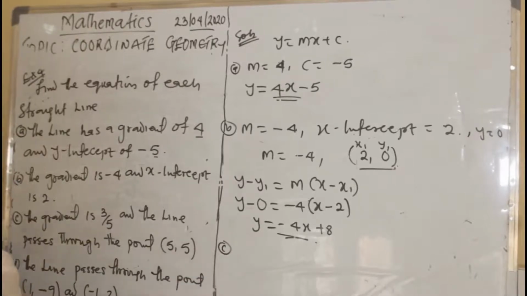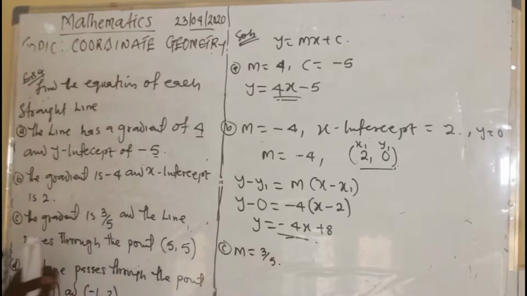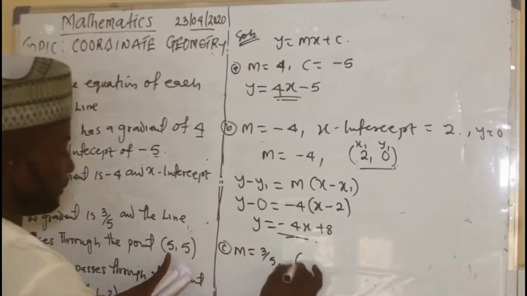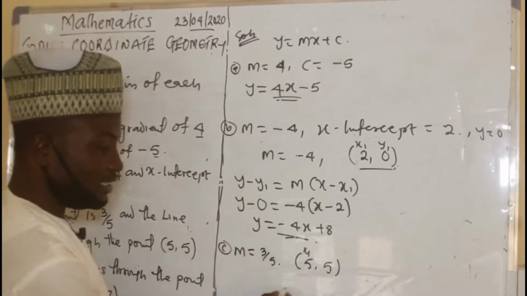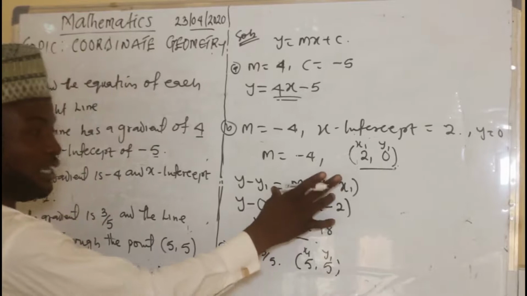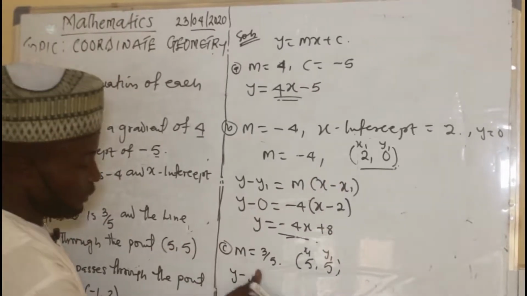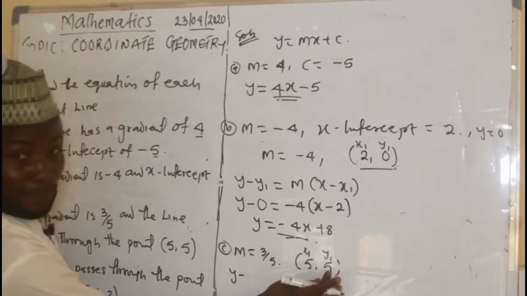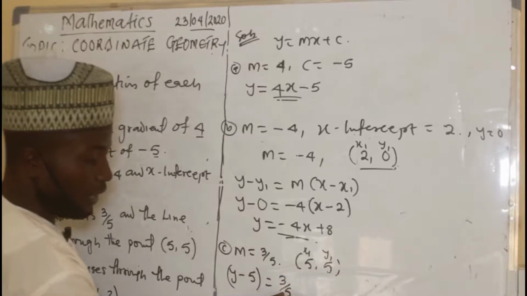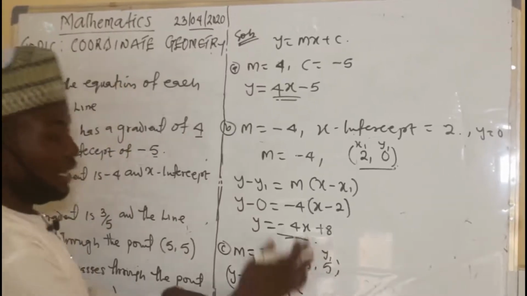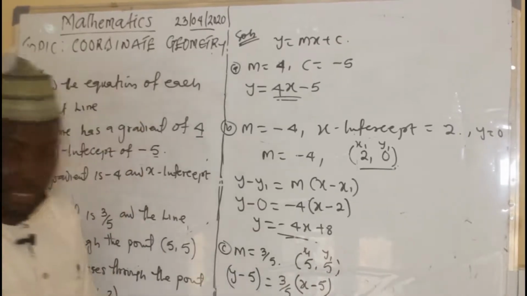So C, the question said the gradient m is equal to 3/5 and the line passes through the point, they gave us one point, which is (5, 5). This point means x1 is this and y1 is this. So use the same formula here. So what are you going to have? y minus y1, we substitute it directly. What is our y1? 5 is equal to our m, which is 3/5, into x minus x1. x minus, what is our x1? 5. Class, I hope you are together.